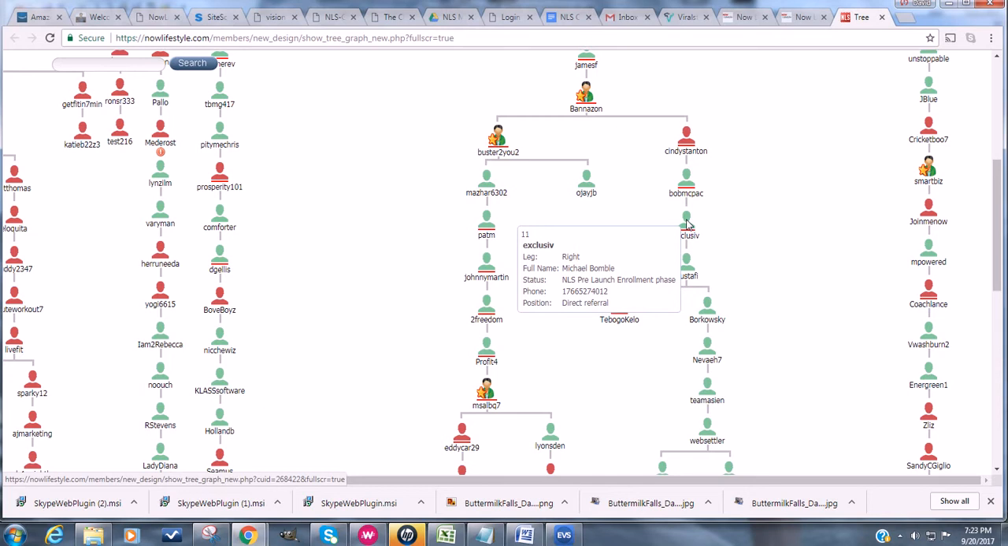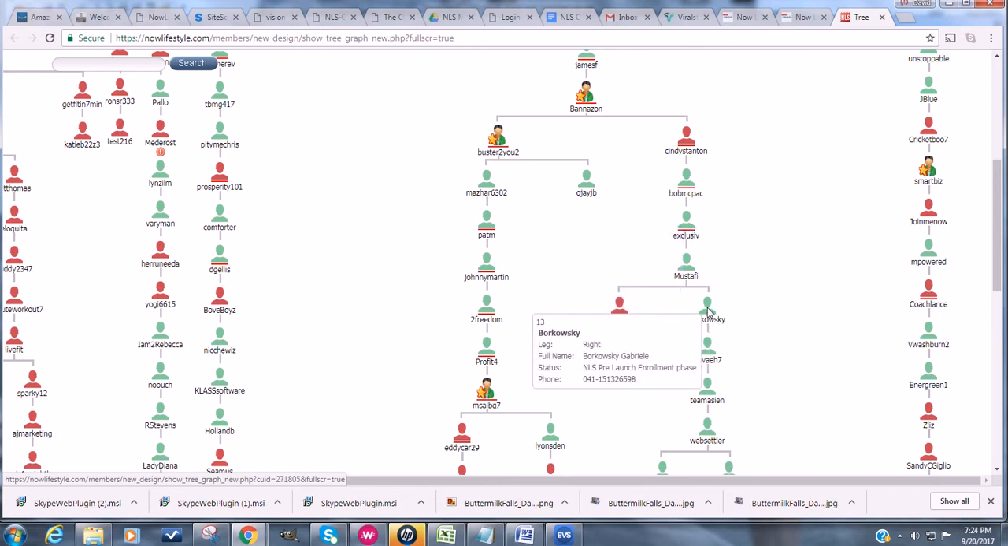So basically the easiest way to say this is, if there's no money going in, there can't be any money coming out. If Michael doesn't pay into the system, there's no money for the binary to gain anything from him. So Michael doesn't count, even though he's one of my 122, I think it said, on the right leg. Really only 71 of them count, because it just says NLS pre-launch. If we go down here, Gabrielle is also NLS pre-launch. Nevaeh, NLS pre-launch.